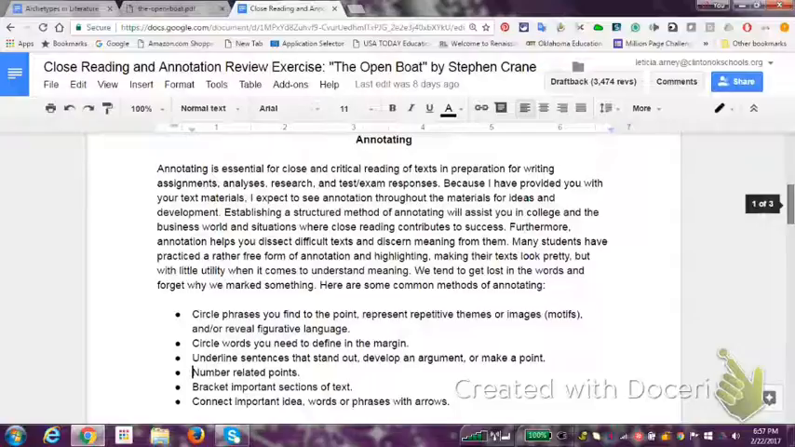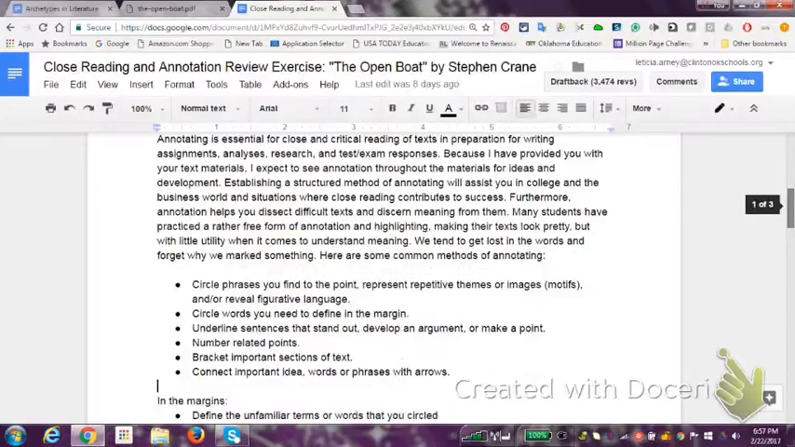Here are some common methods of annotating. Circle phrases you find to the point. Represent repetitive themes or images, motifs, or reveal figurative language. Circle words you need to define in the margins. Underline sentences that stand out and develop an argument or make a point. Number related points. Bracket important sections of text. Connect important ideas, words, or phrases with arrows.